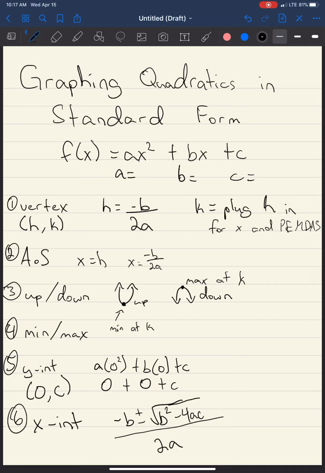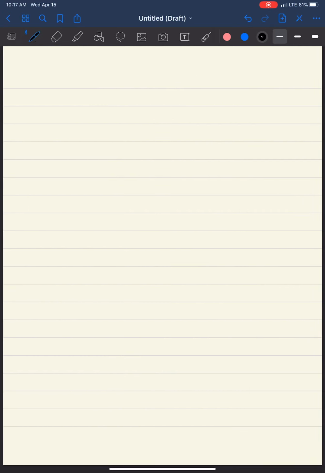So let's go ahead and try to do one together. If I have f of x equals negative a, oops, not a squared, sorry, a little tired this morning. There's no a. Negative x squared plus 8x minus 15. There we go, that's our problem. F of x equals negative x squared plus 8x minus 15.